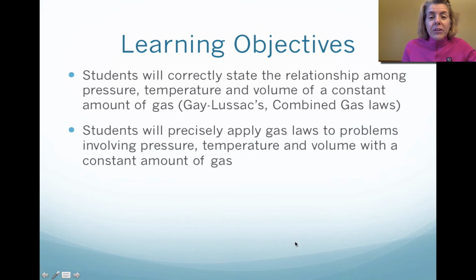This is Chapter 13, Gases, Part 2. So in this video, as I mentioned before, we're going to be looking at the relationship between pressure, temperature, and volume with not altering the amount. And the two laws we're going to look at today are Gay-Lussac's law and combined gas law. And notice we're going to apply them after we discuss what they are.